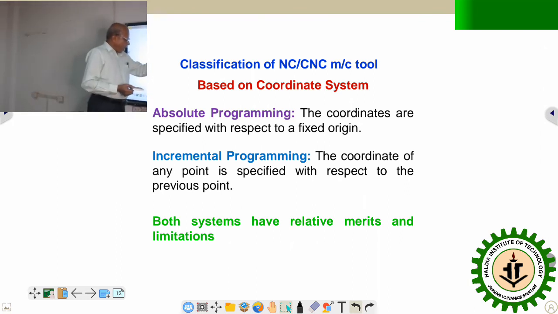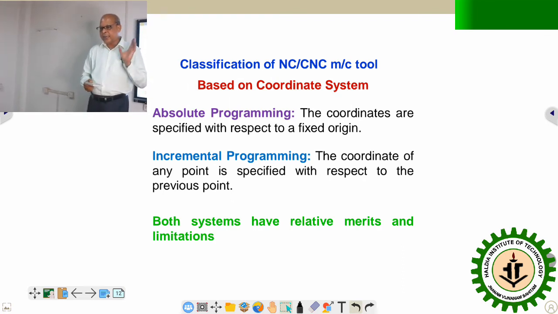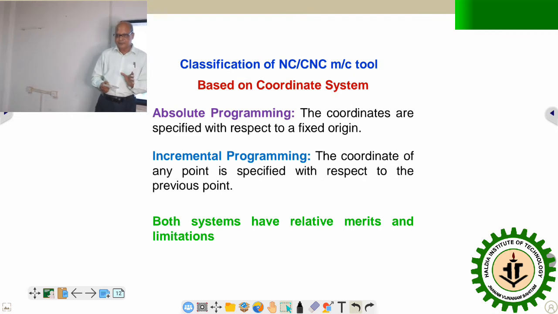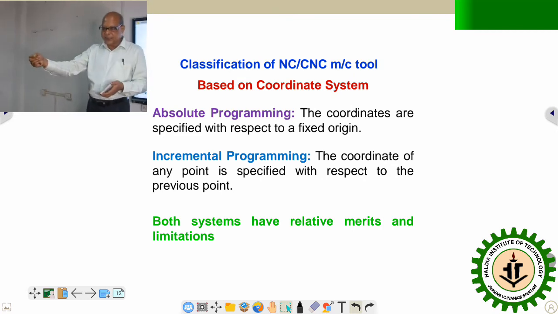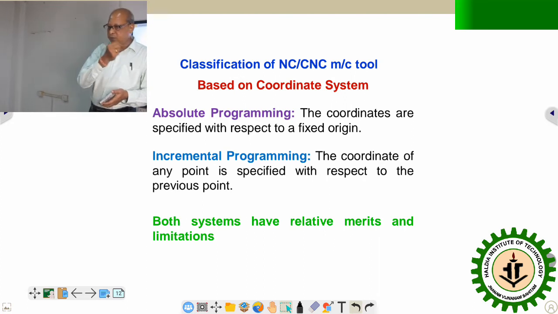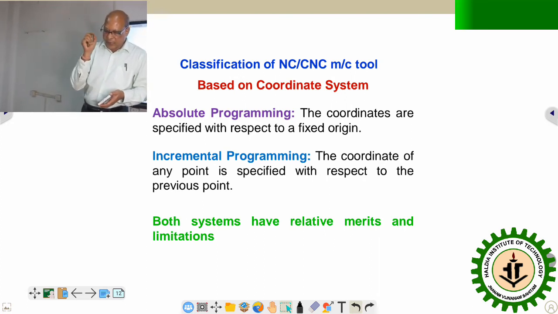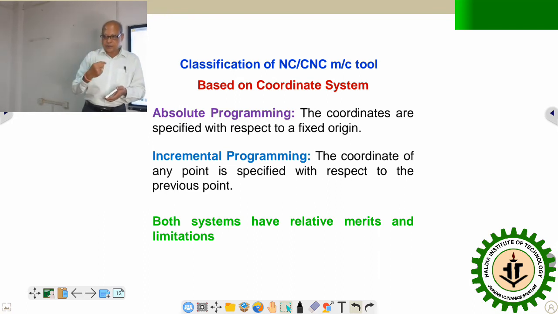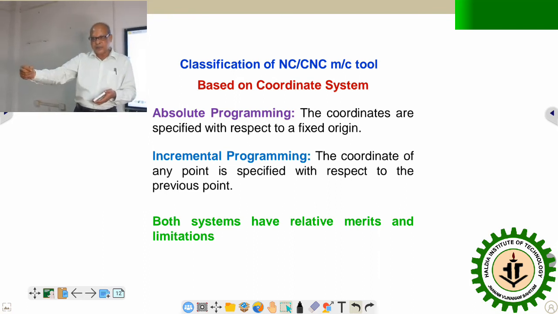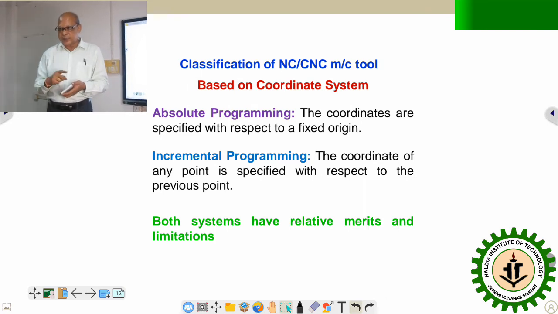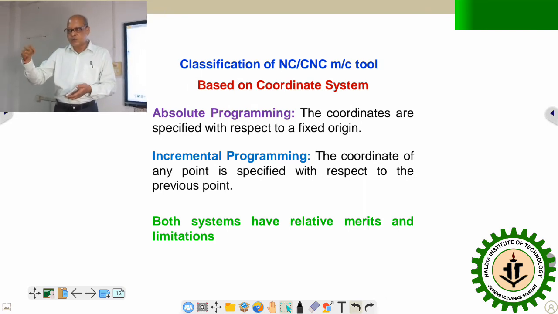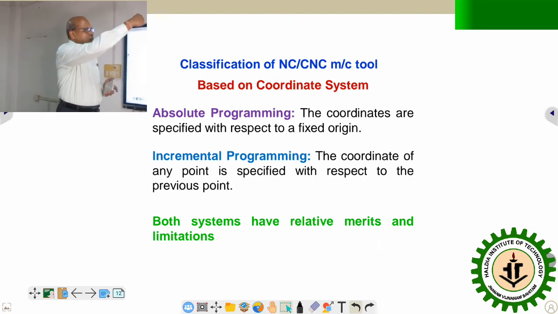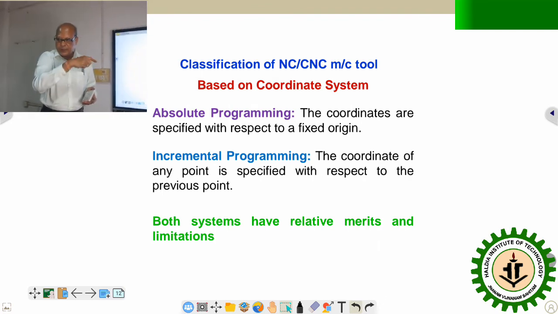In incremental programming, particularly in drilling type operations, one added advantage is that it has a self-checking feature. You identify the origin initially as 0, 0, and just take 3 points 1, 2, 3. Put their coordinates following the incremental mode and assume that after completion of the last operation it will return back to the origin from where it started its operation. That means form a closed path or closed loop: 0 to 1, 1 to 2, 2 to 3, then back to 0. So one loop is there.